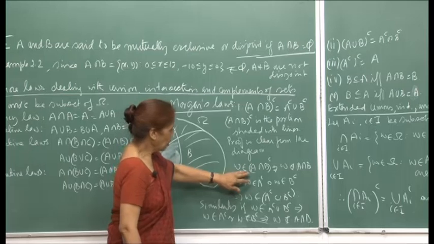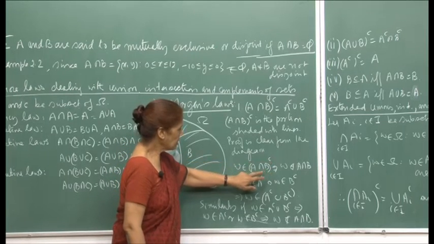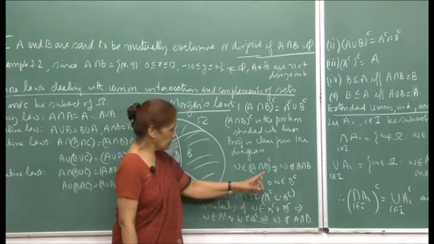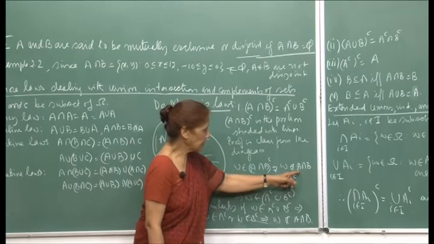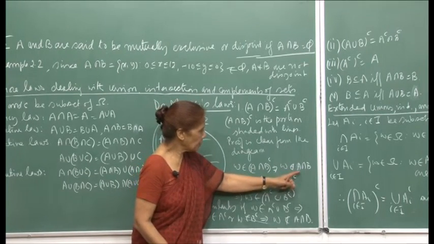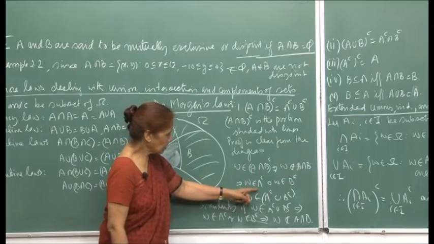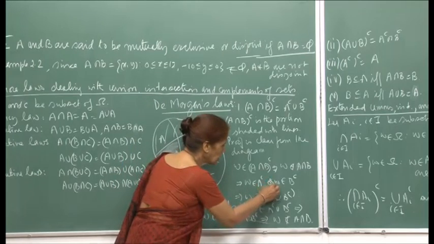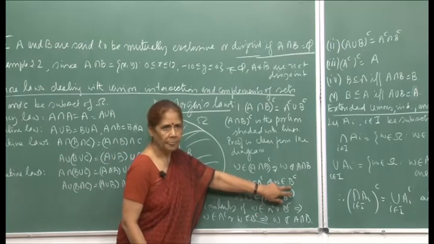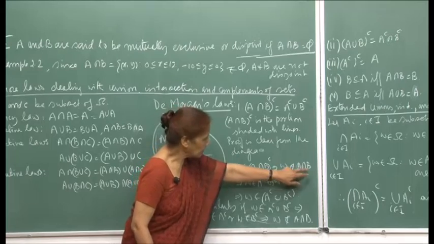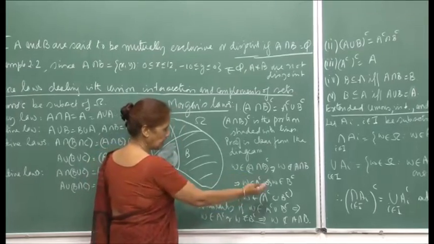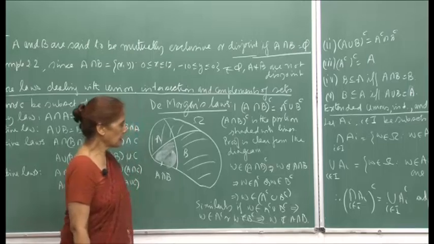See, what we are saying is that if omega belongs to A intersection B complement, this implies that omega does not belong to A intersection B, right? Which means that omega should not belong to at least one of them, because if omega belongs to both A and B, then omega will belong to A intersection B. So, since omega does not belong to A intersection B, this implies that omega belongs to A complement or omega belongs to B complement. Right? If we do not want omega to belong to both A and B, then it must belong to either A complement or B complement, which implies by our definition of union that omega must belong to A complement union B complement.